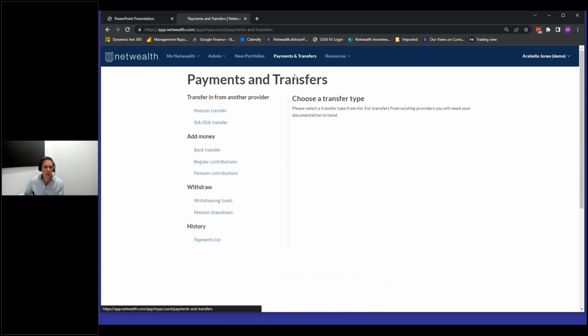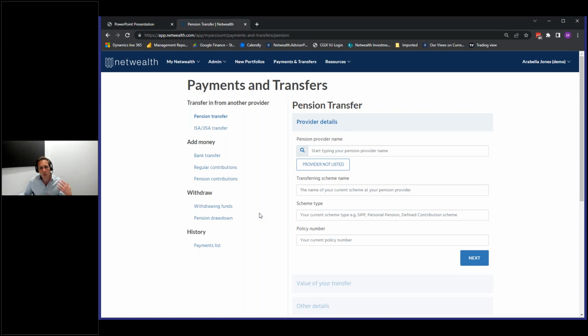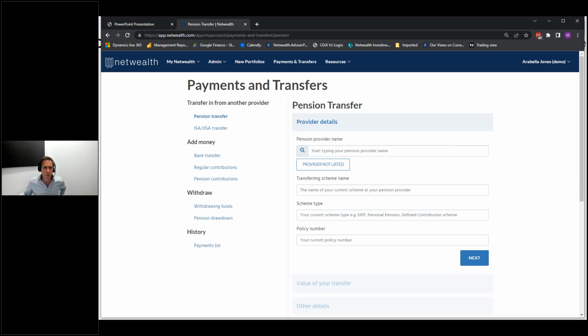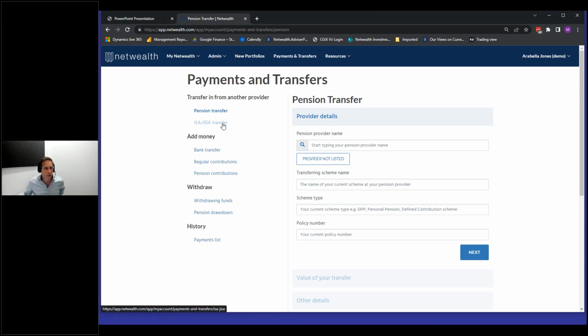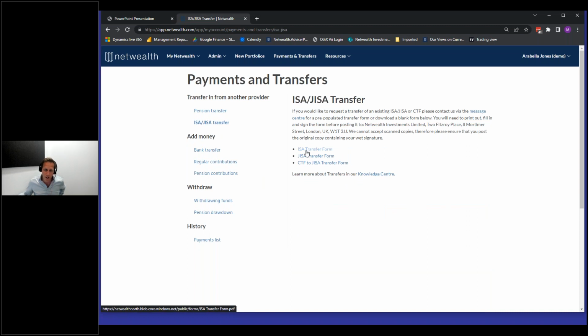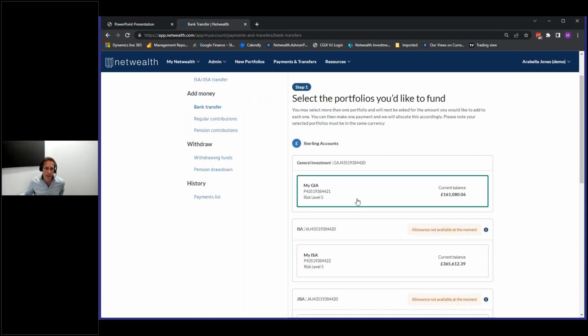We also can do things like instruct transfers as well. So pension transfers can be instructed online. Once you've input that transfer, the team will take care of everything, all the administration for you, make it as seamless and painless as possible. Pension ISA transfers as well. Unfortunately, lots of providers require forms there, but we will pre-fill the forms for you, make it as easy as possible. If you want to do bank transfers, you can do that through open banking, or you can just send payments to us.